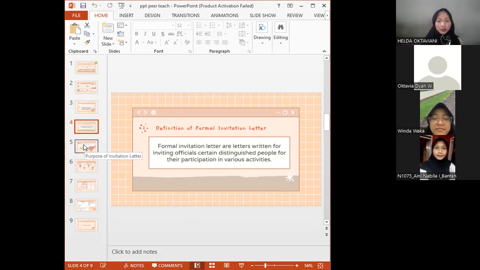Jadi surat undangan itu dibagi menjadi dua. Ada surat undangan formal dan ada surat undangan yang tidak formal. Nah, di sini akan menjelaskan mengenai surat undangan yang formal. So, formal invitation letters are letters written for inviting officials or certain distinguished people to participate in various activities. These formal letters are also written in a formal format and a formal tone, for example to invite someone to attend a seminar or a conference, or to attend an interview or some annual event.